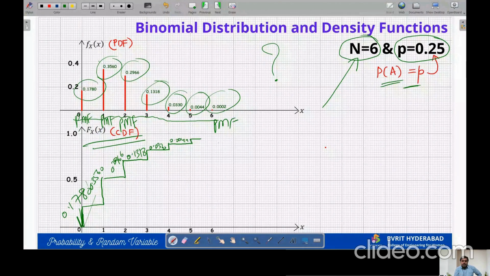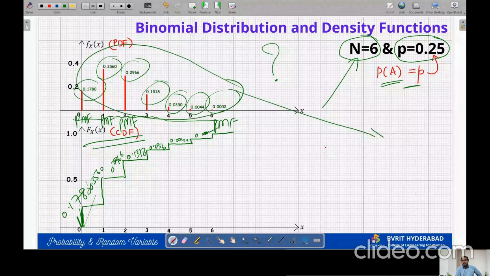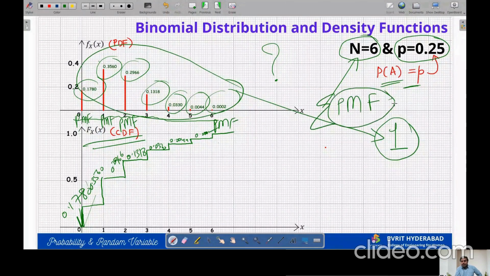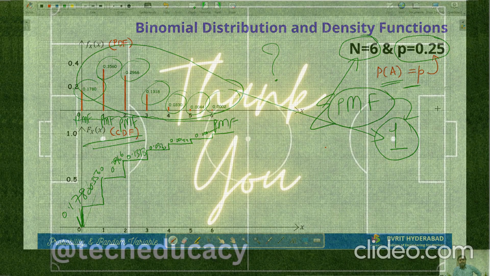0.0044 remains constant till the next value, and it reaches 1 and settles down. And this value is 0.0002. Sum of all these will be equal to 1, because all those are representing the probability mass functions, and the sum of all the possible probability mass functions will definitely be equal to 1.